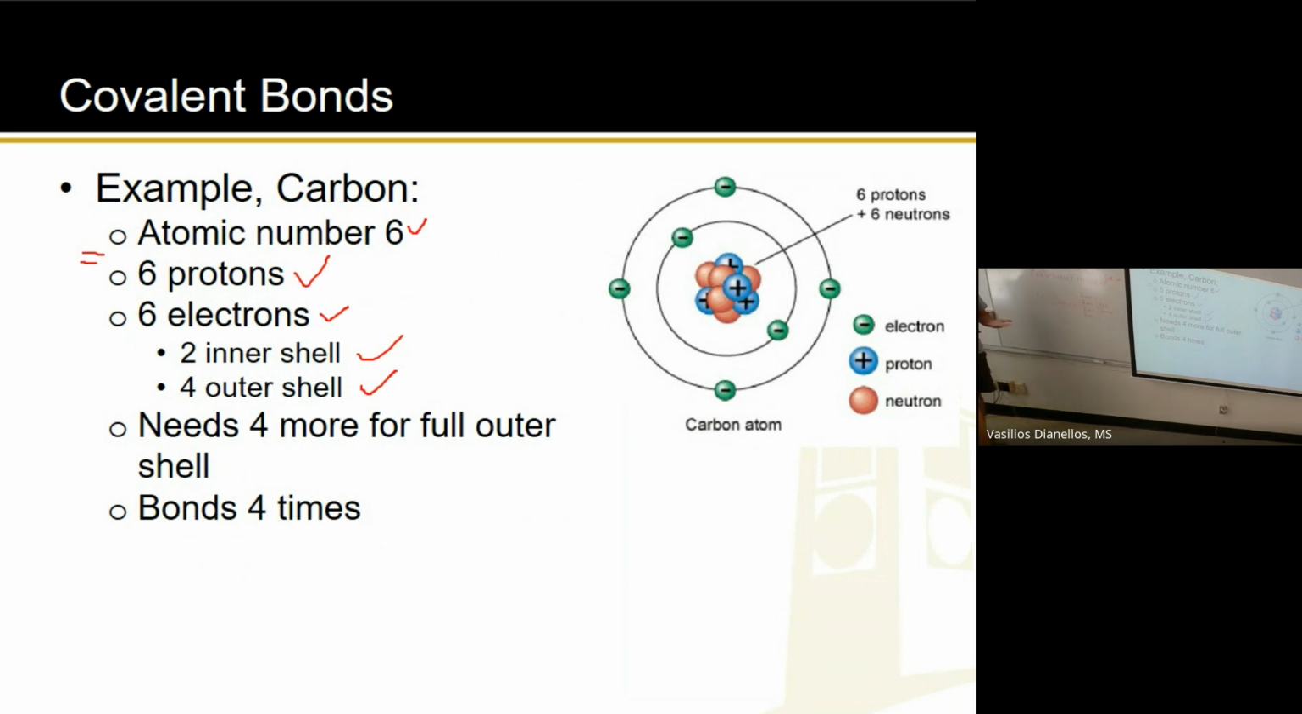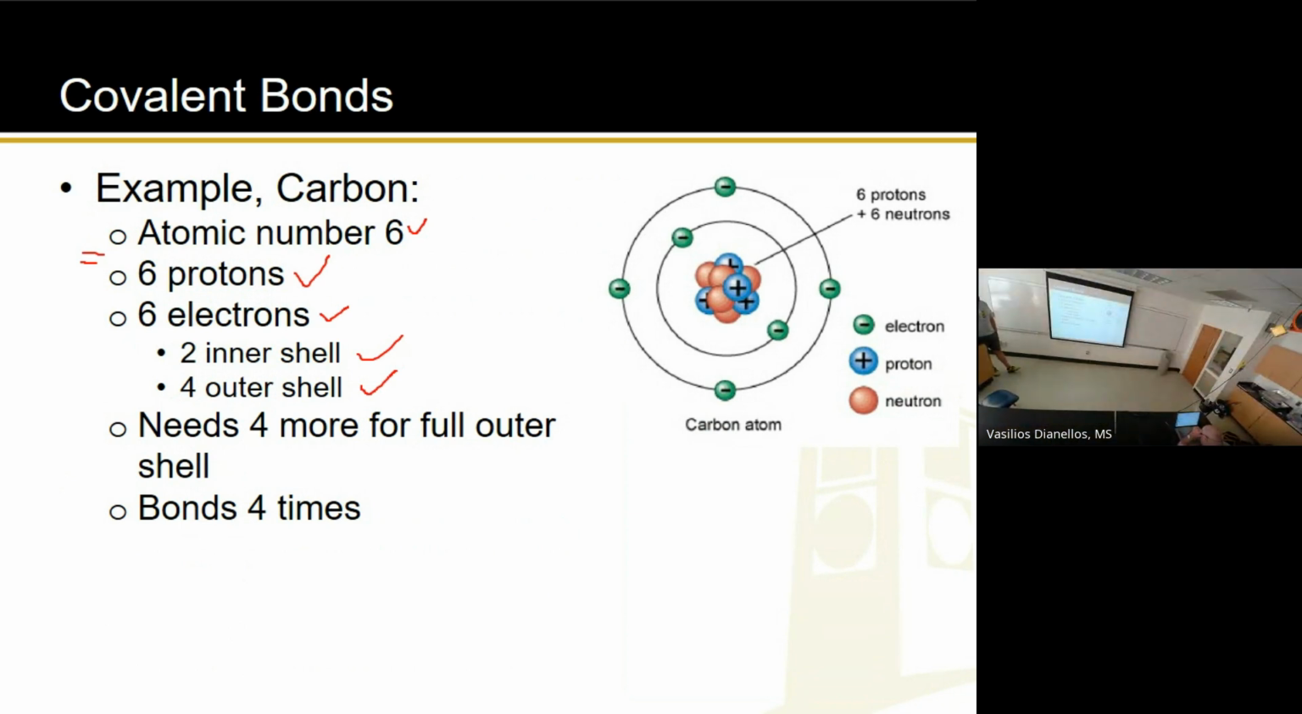But yeah, so that's the point, right? They're just trying to fill the outer shell. This one needs 4 more, and therefore, as far as we're concerned in this class, however many electrons it needs to fill its outer shell, that's how many times it can bond. It does get a little bit more complicated than that in real chemistry, but for our course, that's perfect. It's simple, and it's that easy. However many electrons it needs is how many times it can bond. So in short, carbon can bond 4 times.